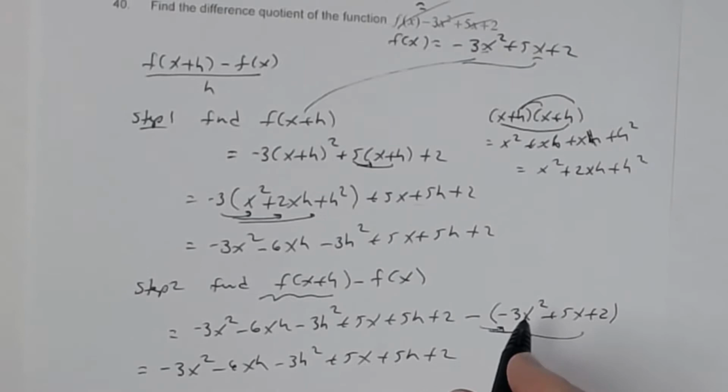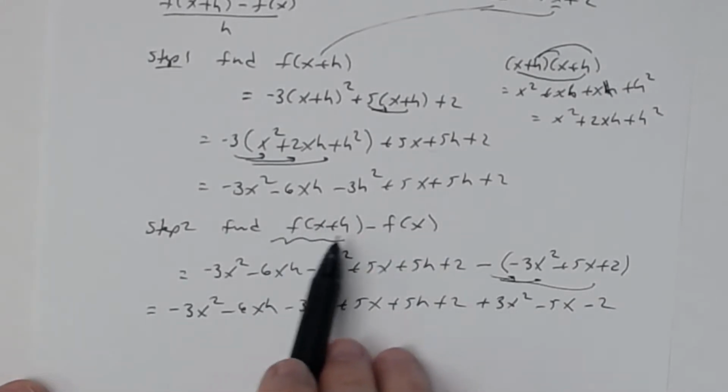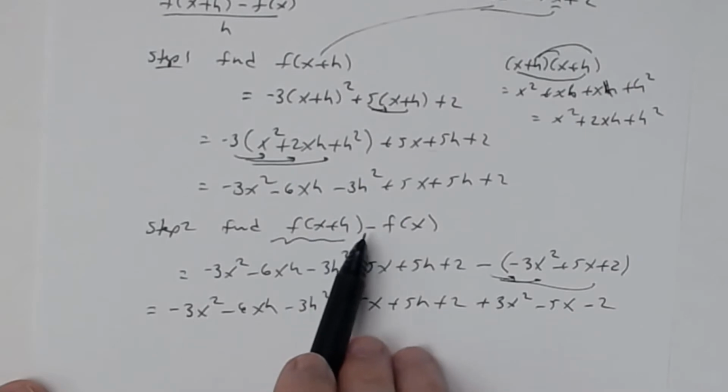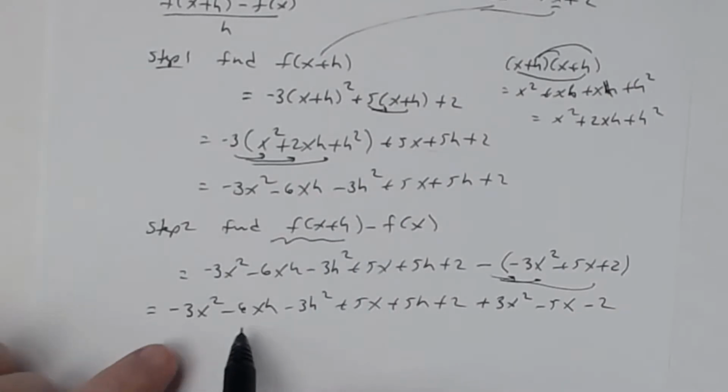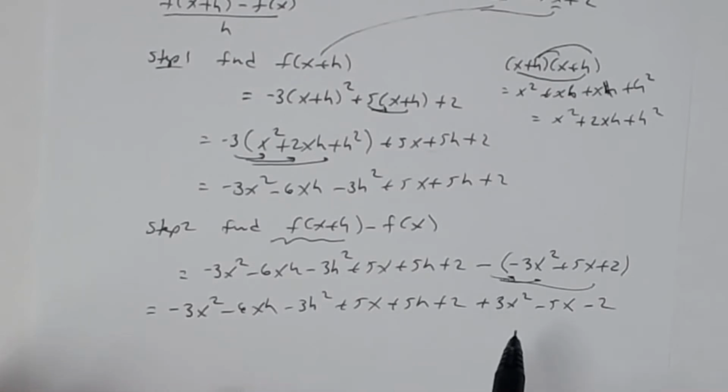And then the opposite of a negative 3x squared is a positive 3x squared. The opposite of a positive 5x is a negative 5x. And the opposite of a positive 2 is a negative 2. Now at this point, when you do step 2, meaning f of x plus h minus f of x, then every term that does not have a factor of h, its opposite will be there, and when you add them up, you get 0.